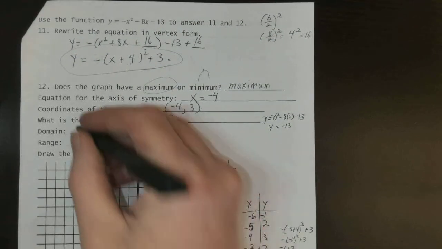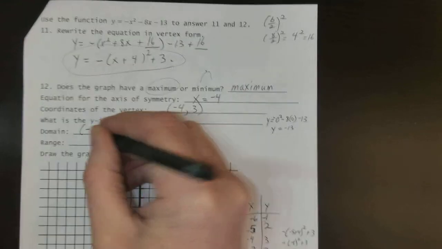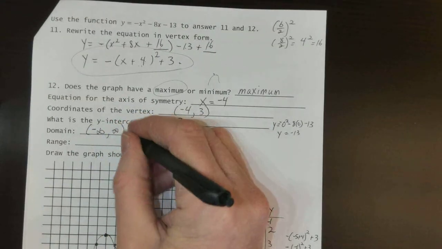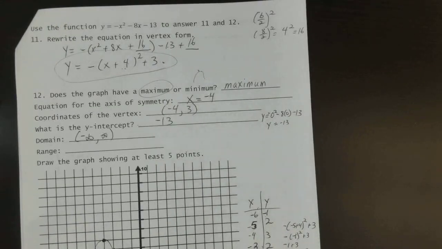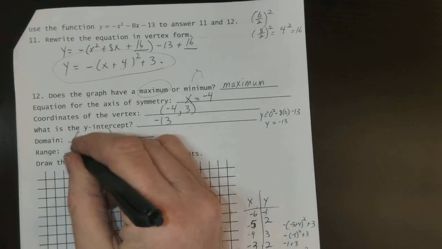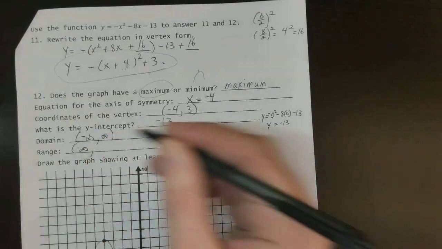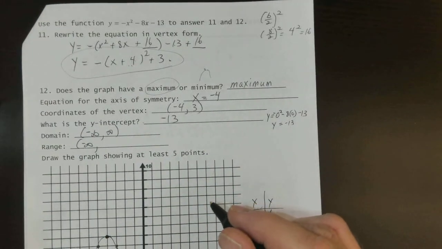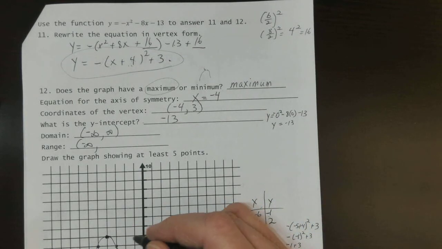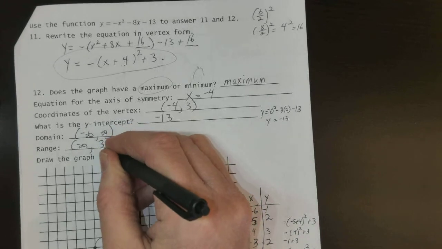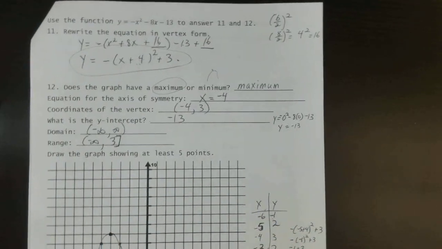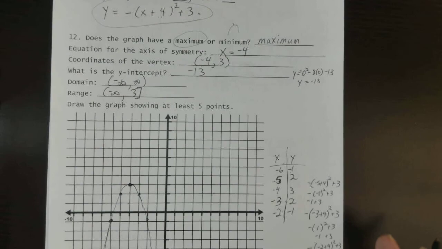The domain is the domain for all quadratic functions, negative infinity to infinity. And the range, notice it has a high point. The low point, there is no low point. So we'll put negative infinity there, and it gets to its high point of 1, 2, 3. 3, and 3 is included. That's a solid circle, so 3 is included. All right, that is that.